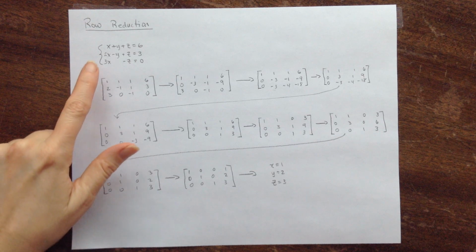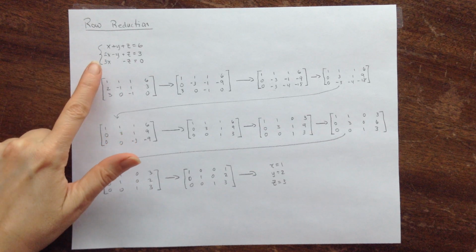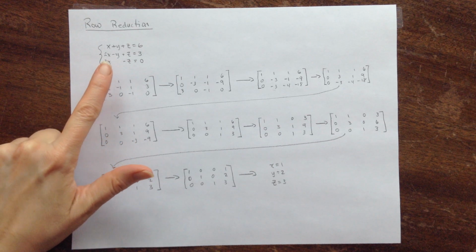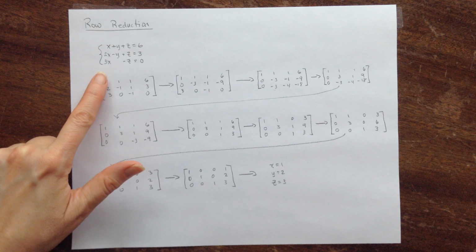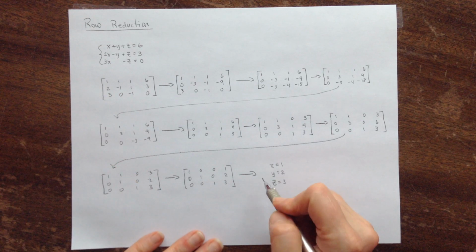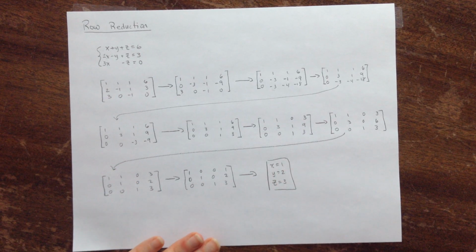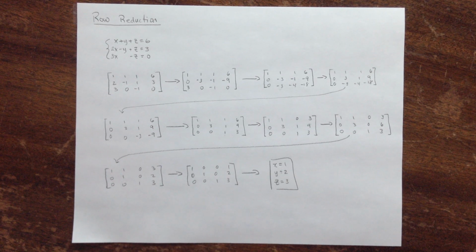Of course, you want to plug in 1 plus 2 plus 3 is 6, 2 minus 2 is 0 plus 3 is 3, 3 times 1 is 3, minus 3 is 0, so that is checked and it works, and that's my solution.